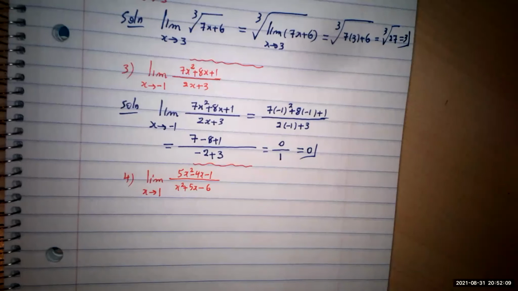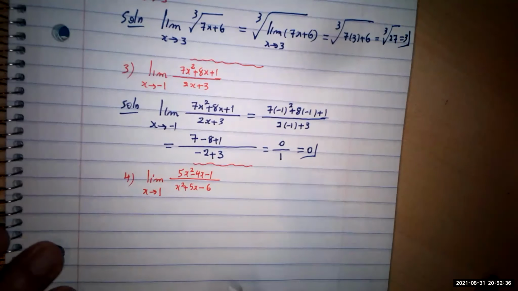Yes, let's see. You say 0, 0, 0, 0. No, you won't get 0. Yeah, we get 0 over 0. Okay, so that's going to be a difficulty. Let's see what's going to be the difficulty.